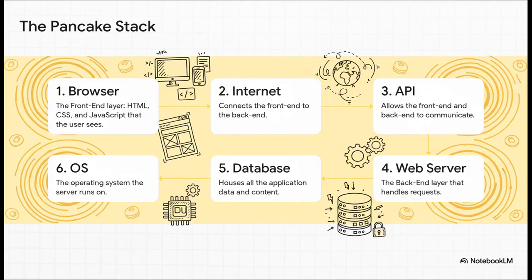So let's cut through this pancake stack, layer by layer. At the very top, you have the browser. That's the front end we talked about. Below that, you have the internet itself, connecting everything. Then we get into the back end layers. You've got the API, which acts like a translator between the front and back. The web server is like a traffic cop, directing requests. The database is the massive library storing all the information. And at the very bottom, you have the operating system, the fundamental ground the whole server is built on.